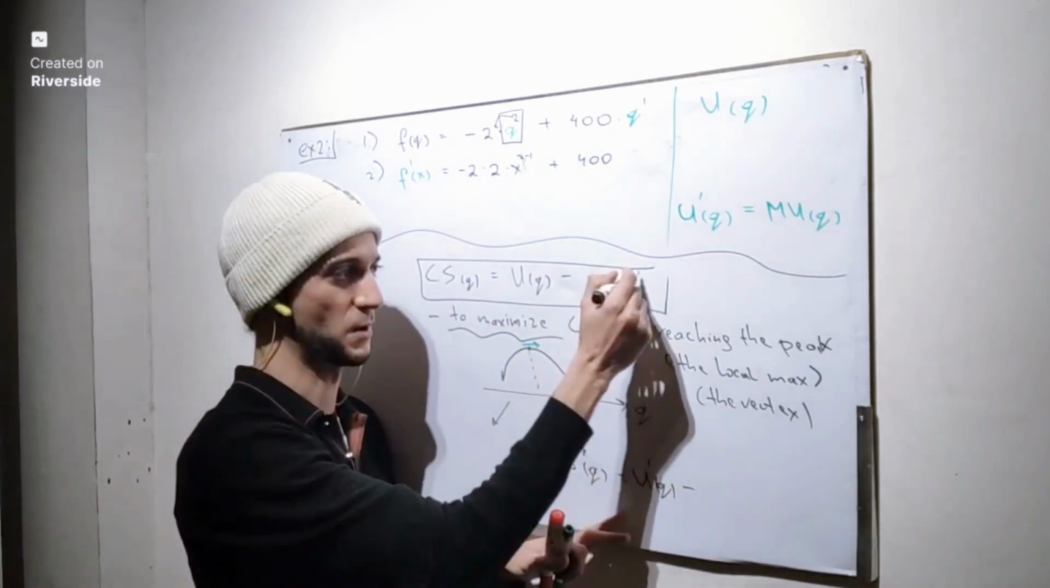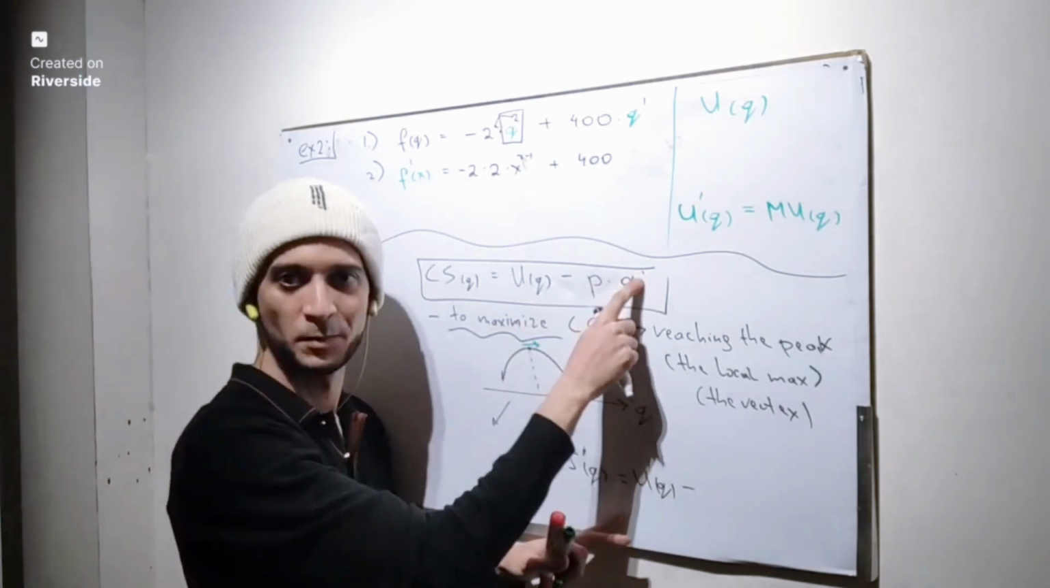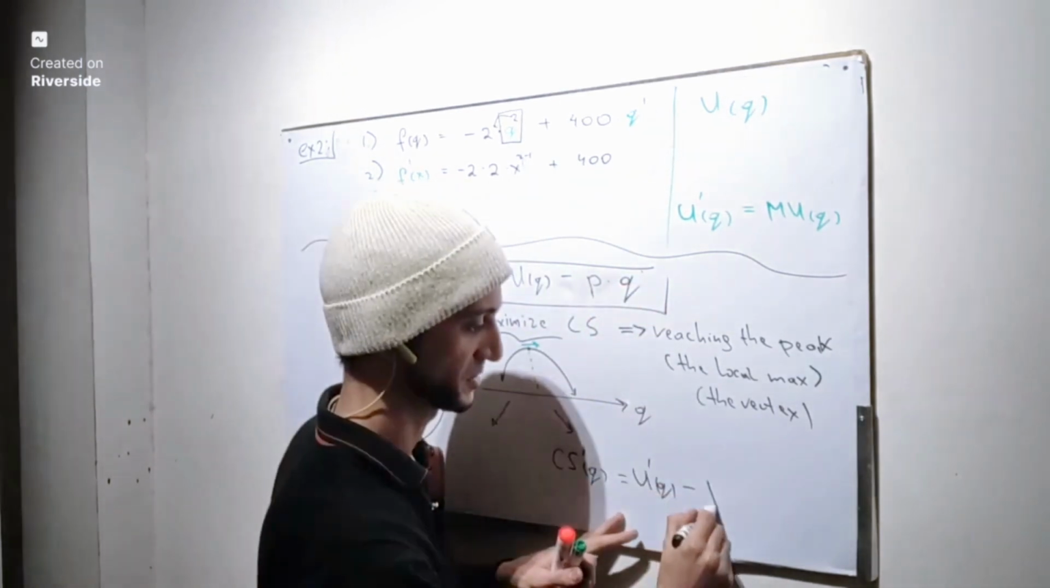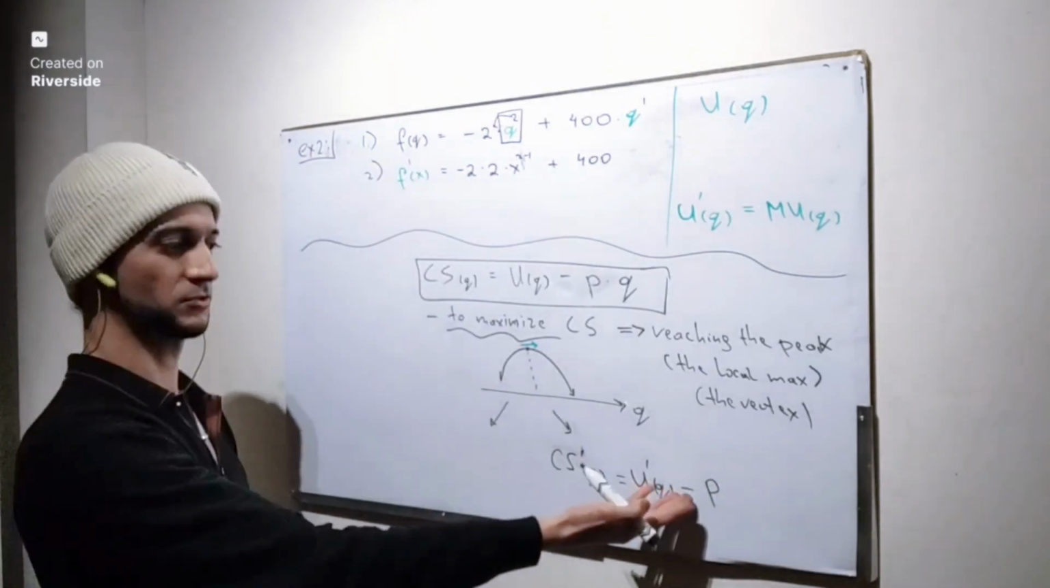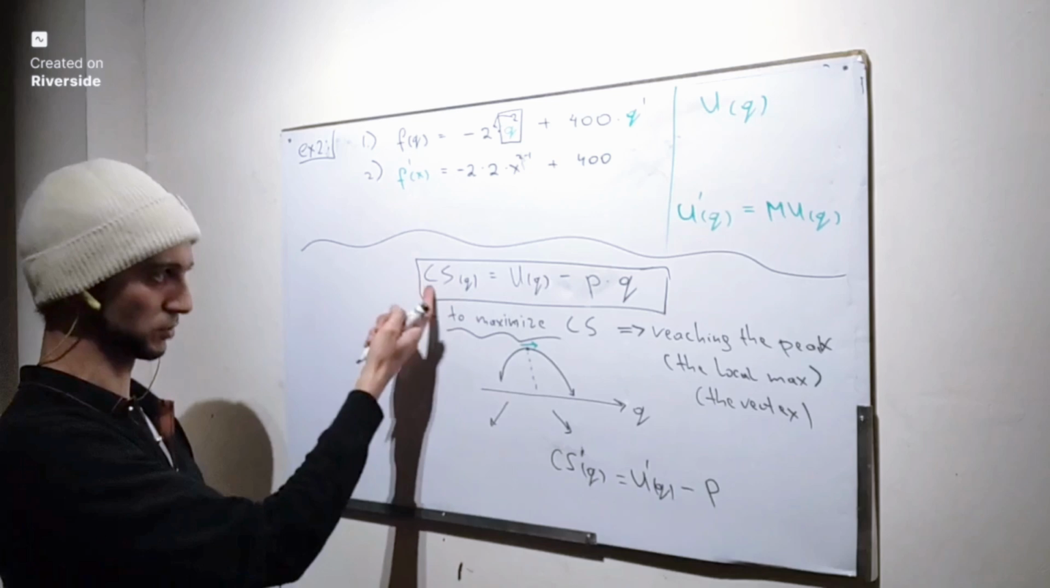So 1 power 1 will come down, right? And it will disappear, it will become 0, so it will be just minus p, right? Minus price times 1. But it will be just minus price, right? Eventually. Okay, so that's the derivative of the structure of the consumer surplus.